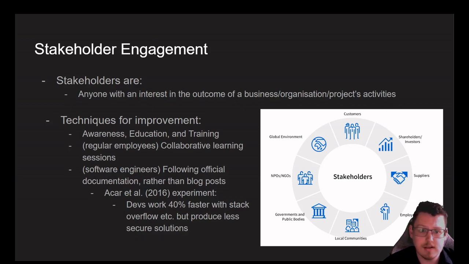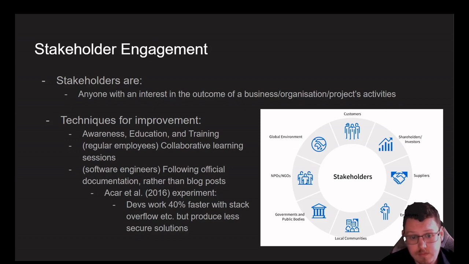That's the goal. How we go about that is attempting to increase the awareness, education, and training for the stakeholders that are involved. Some of the ways of doing this for regular employees, there have been studies. This is from the CyBOK chapter. It lists a bunch of different studies that show that collaborative learning sessions have had beneficial results. And here's another thing from the knowledge area. There's a section on software engineering and software engineers, and there was an interesting study by Akar et al.